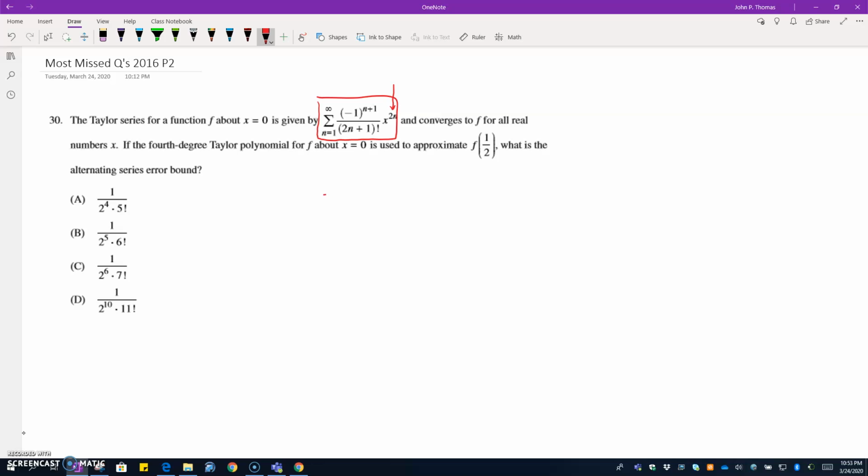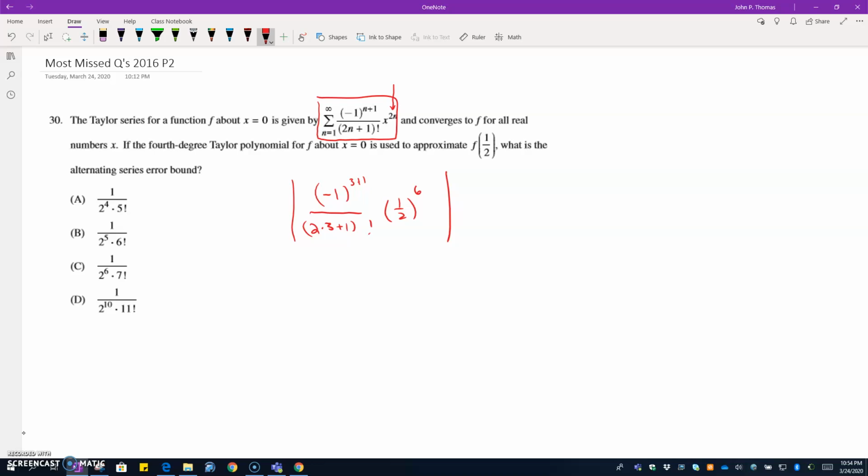So when n equals 3, I have negative 1 to the 3 plus 1 over 2 times 3 plus 1 factorial. Then I'm going to have my 1/2, the x value that we're estimating, raised to the 2n, so to the 6th. Alright, that is actually going to be my error bound. Alright, so I'm going to clean it up a little bit. And we're always looking at absolute value when we talk error.